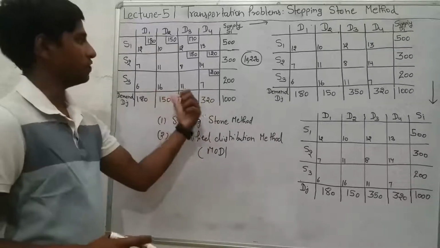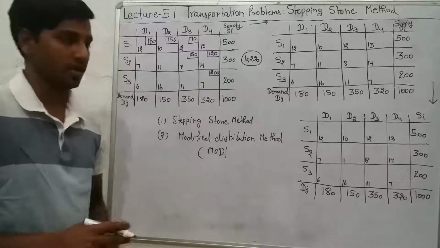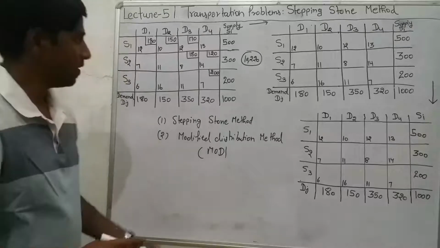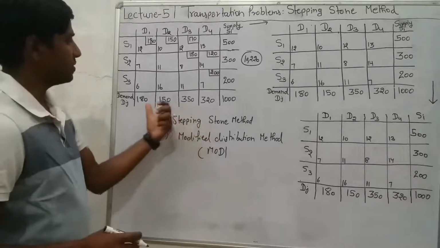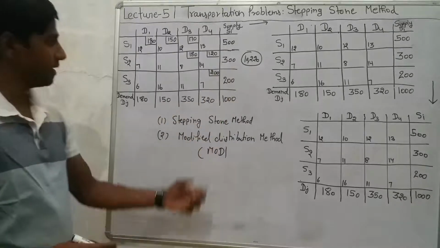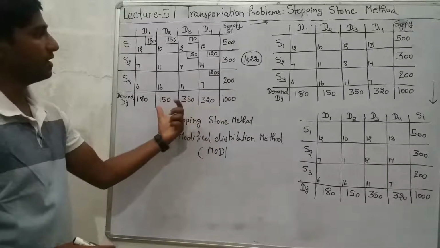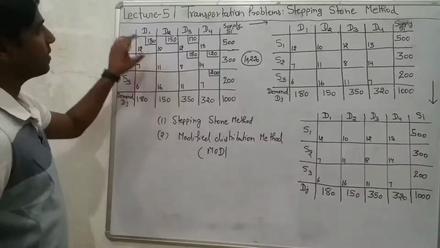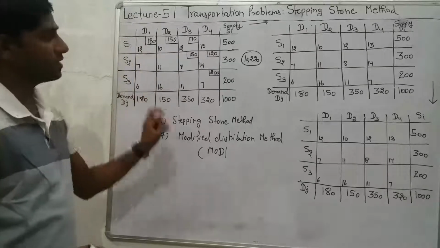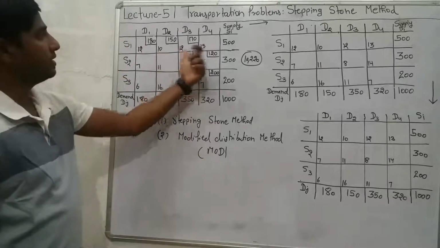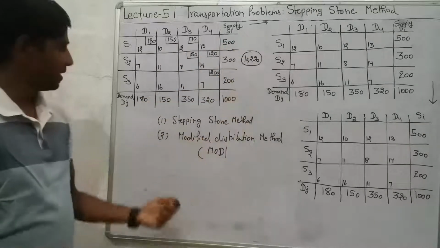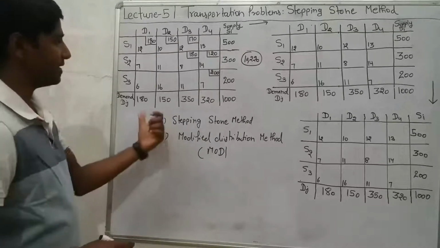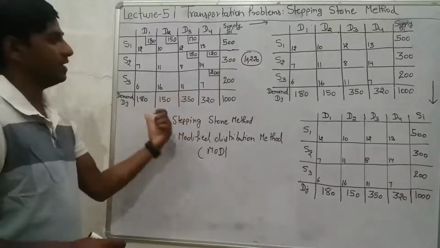The basic condition for using these methods is that we should have an initial basic feasible solution. So what is the meaning of an initial basic feasible solution? It must satisfy two conditions. The first condition is that the solution should satisfy all the rim requirements. In this particular table, we have calculated the initial basic feasible solution with the help of the northwest corner rule method. This solution has satisfied all the rim requirements: the sum of all the rows is equal to the supply requirements and the sum of all the columns is equal to the quantity demanded. So we can say that this solution has satisfied the rim requirements.